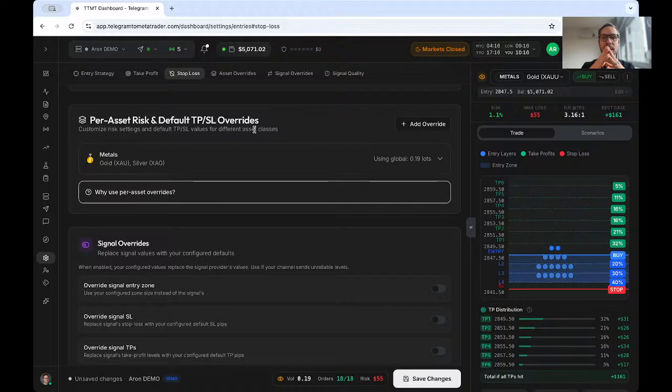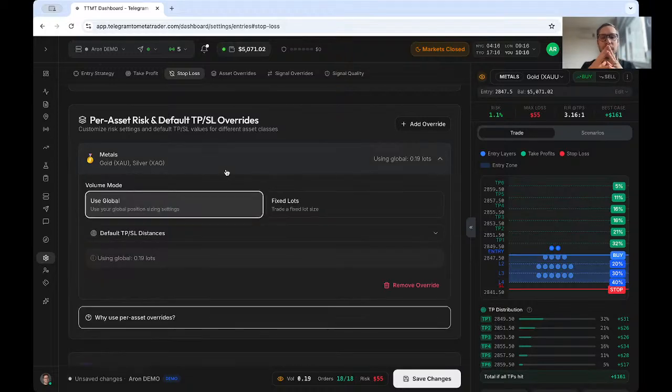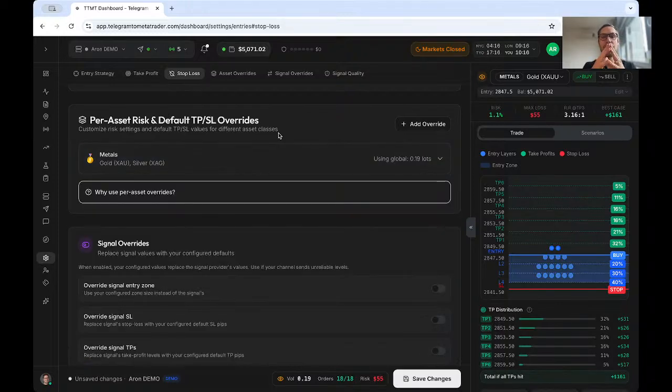Since we are not just trading gold, but many different assets, and since the pip size, the volatility, and the signal types for different assets can be very different, you can have a per asset risk override, which means the system will use like 0.1 lots for metals, but 0.05 lots for currencies, for example.